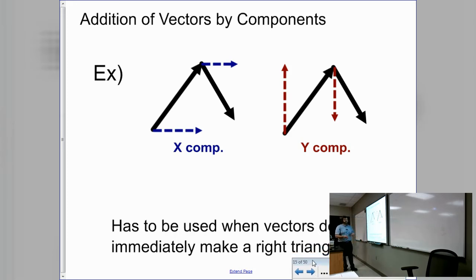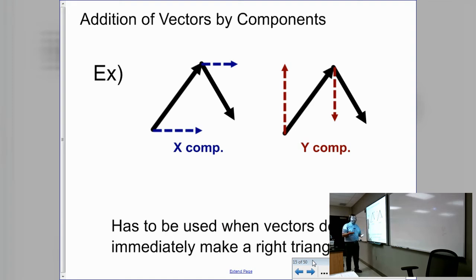Another way that adding your components becomes useful is when vectors, when added together, don't immediately make a right triangle. We would have to use the x and y components to make each individual portion right triangles to solve for it. Like that Pyramid of Giza example that I gave you earlier, that immediately made a right triangle, and so we could solve for it using the Pythagorean theorem.